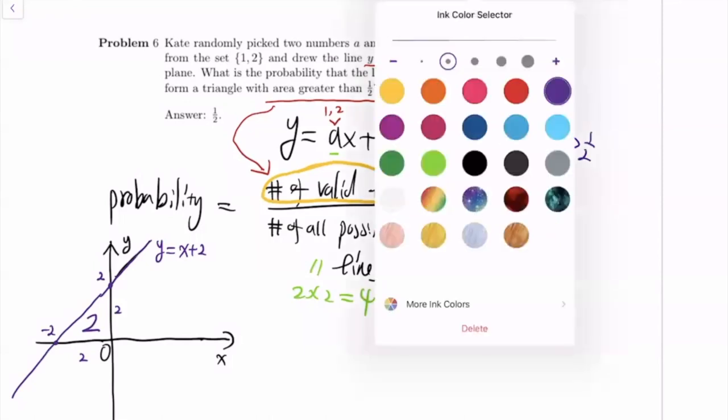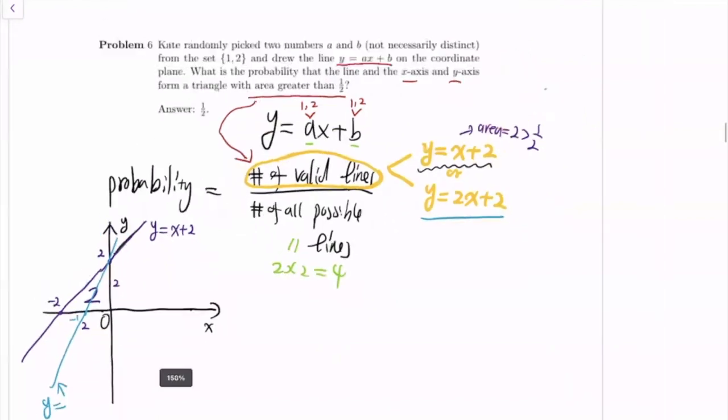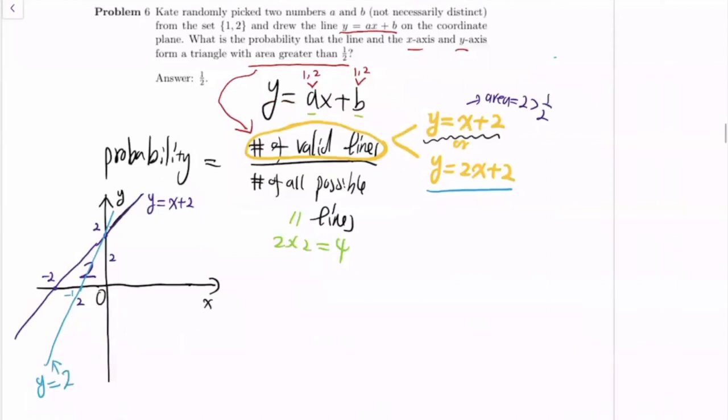Now, let's look at this line, y equals 2x plus 2. This line passes through 2 when x is 0, and when x is negative 1, y is 0. So this is the line y equals 2x plus 2. If you look at the area of this, the area will equal 1, because 2 times 1 divided by 2 is 1. So for this one, the area is 1, which is again bigger than 1/2.